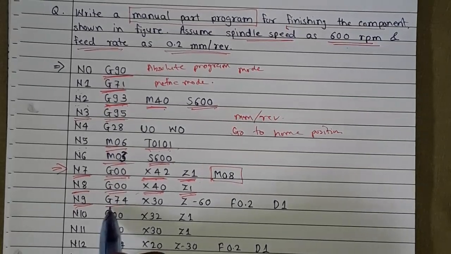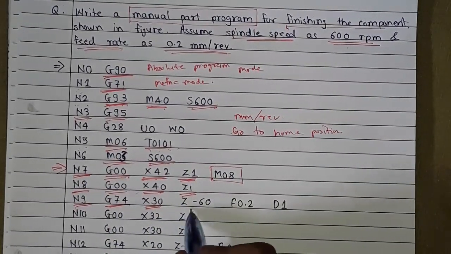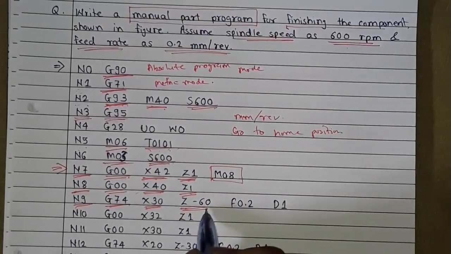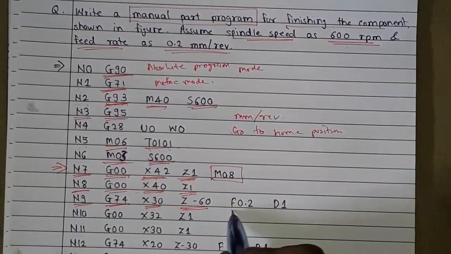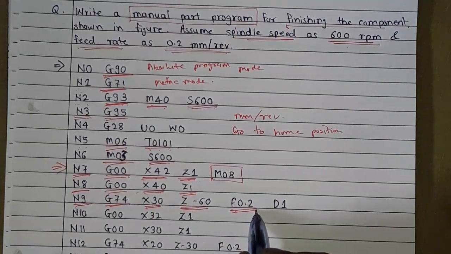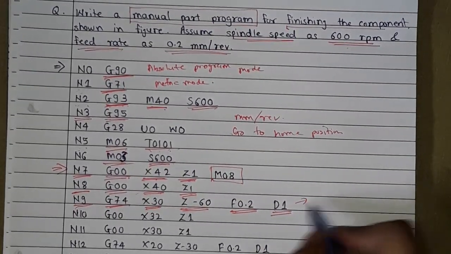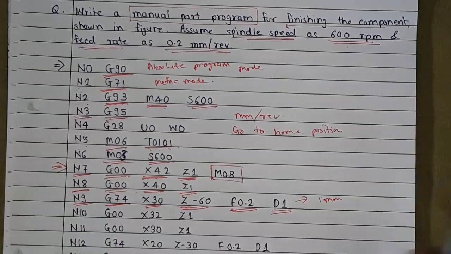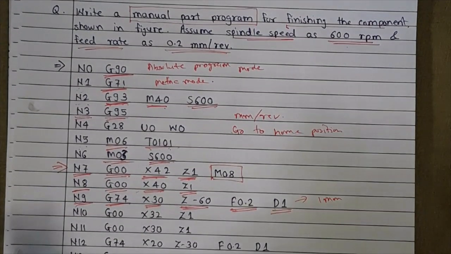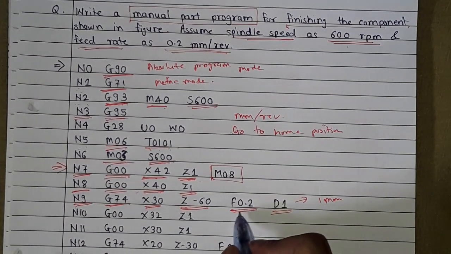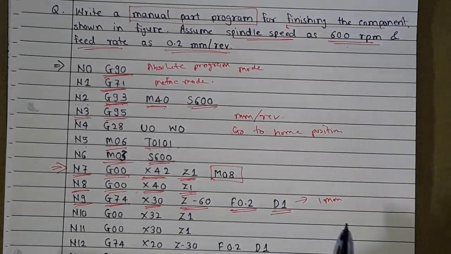Next is N9 G74 X30 Z minus 60. Feed rate here is 0.2, which is given, and D is equal to 1, that is, a depth of 1 mm for each cut. Here G74 is for the stock removal cycle. It is with an incremental depth of cut of 1 mm with a feed rate of 0.2 and diameter reduced from X40 to X30. Z is here minus 60.